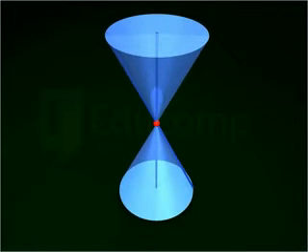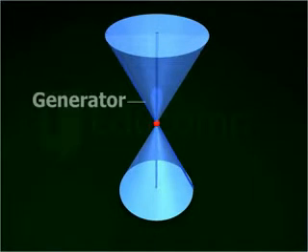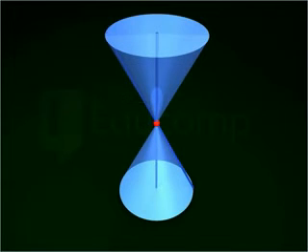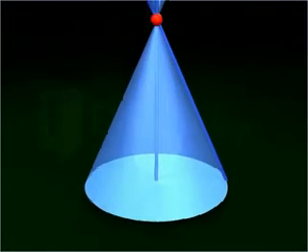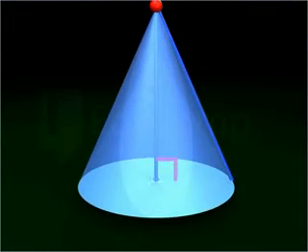The line that rotates about the vertex is called the generator, and the line that remains fixed is called the axis. A right circular cone has a circular base, and its axis is always a perpendicular line from the center of the base to the vertex.